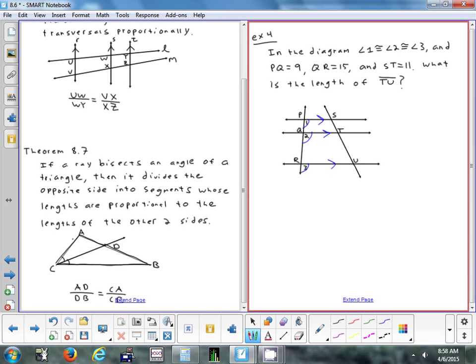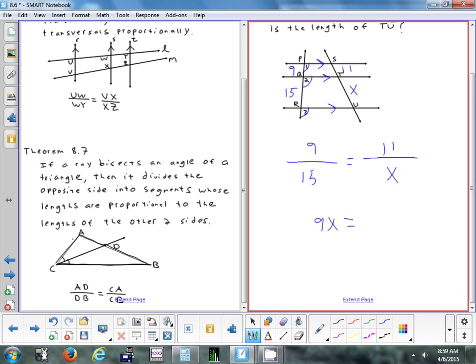Okay, PQ is 9. QR, let's see, is 15. ST is 11. Find TU. Okay, anyone think they could set up my proportion to find x here? Luke? 9 over 15. Yep, so you did that segment over that segment equals 11 over x. Keep 9 and x on the diagonal, 15 and 11. There's many ways to set it up.